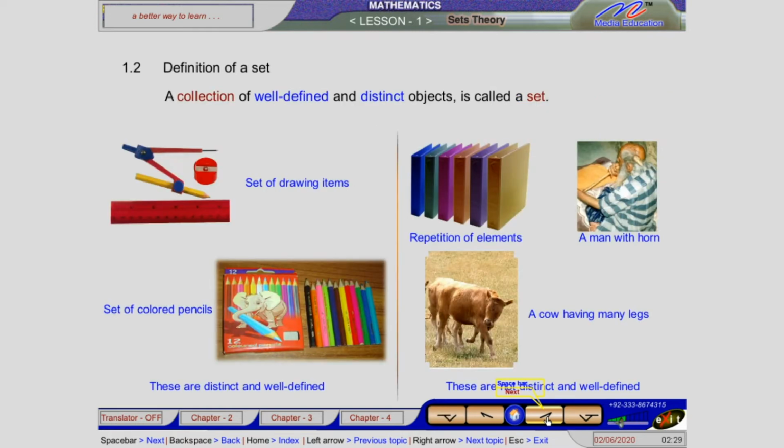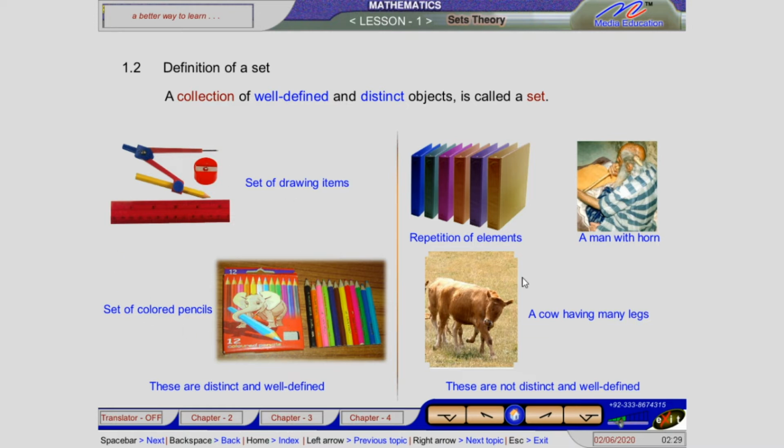So, what is the definition of a set? A collection of well-defined and distinct objects is called a set. For example, set of drawing items, set of colored pencils. These are distinct and well-defined. So, these are considered to be a set.